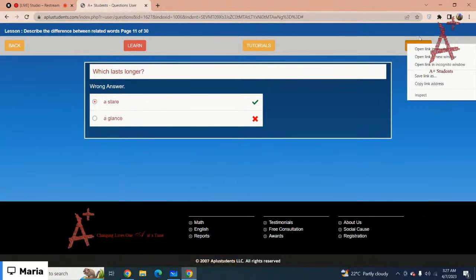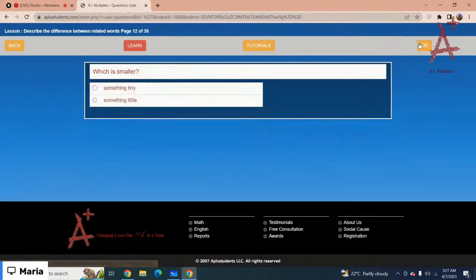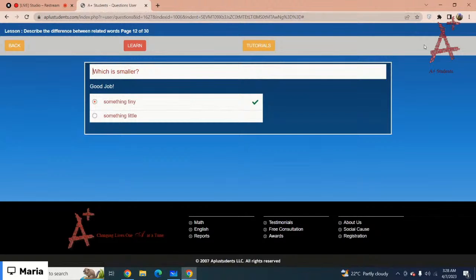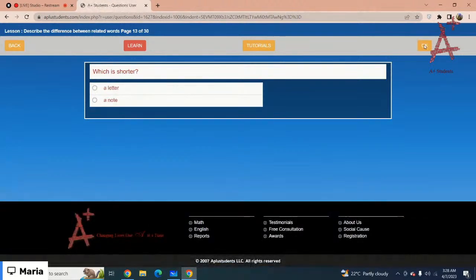Okay, the next one is which is smaller, something tiny or something little? That would be something tiny. Got it? Smaller means something tiny. Okay, which is shorter, a letter or a note?